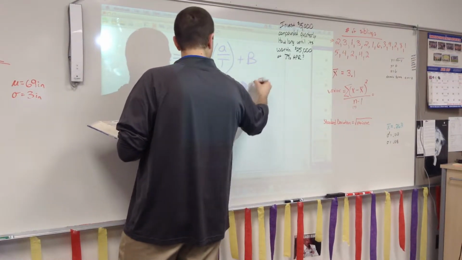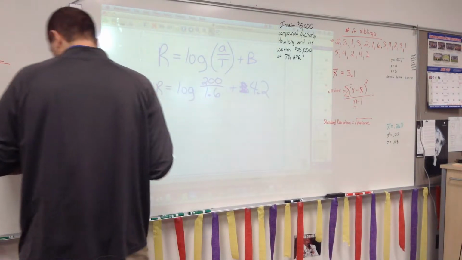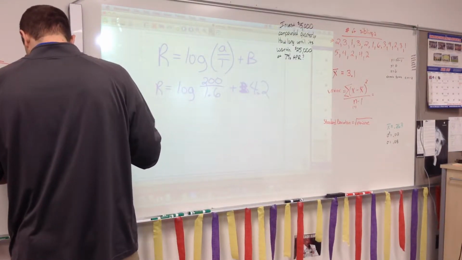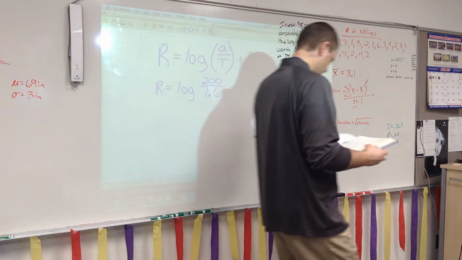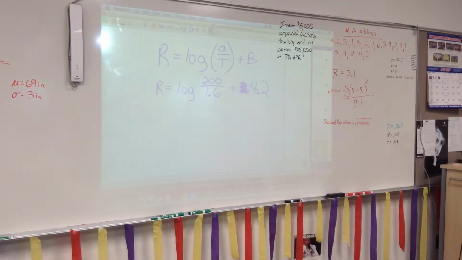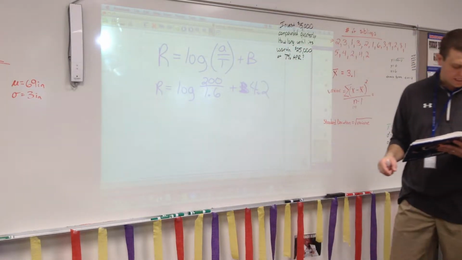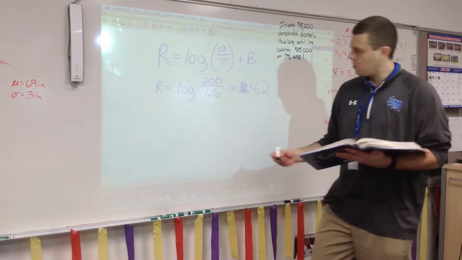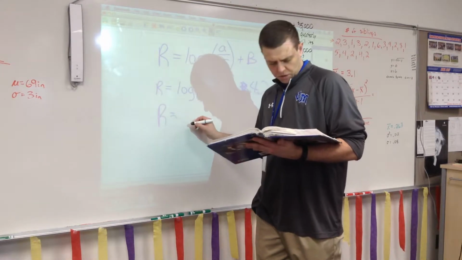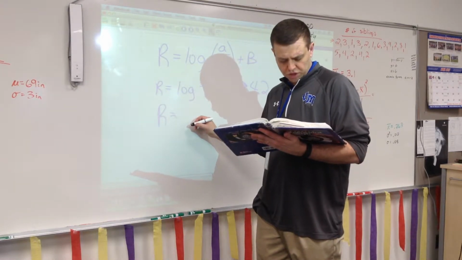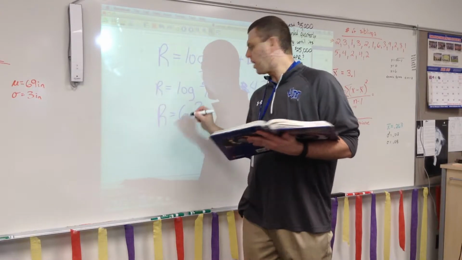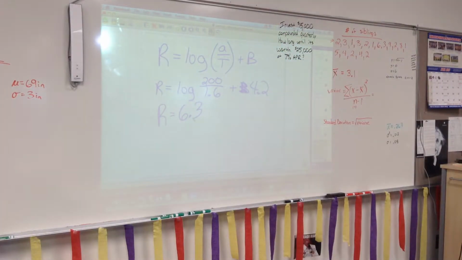So 4.2. Those of you with the calculator real quick, please. Let's get that answer. Make sure you have parentheses around the 200 over the 1.6. We are using common logarithms, so that's good. 6.296. So to the nearest tenth, 6.3. So that particular earthquake measured a 6.3 on the Richter scale. You guys with me on that? Okay.